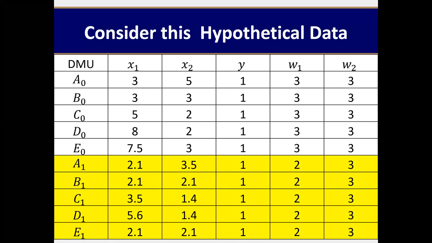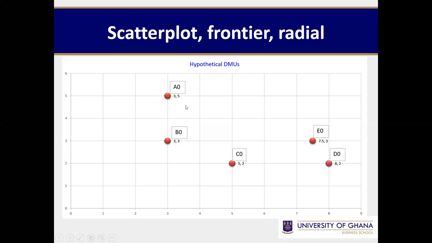Then you go to your Excel insert, look for the graph, and choose scatter. The dots, you can click on them and maximize them, tweak them, and make sure that you label them. These labels that you see, 3, 5, 3, 3, 5, 2, are automatically generated by the scatter plot in Excel. But you will have to label the names of the DMUs yourself. So you will use a text box, which you can also get from insert.